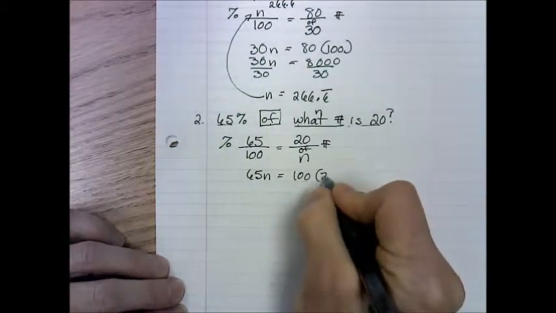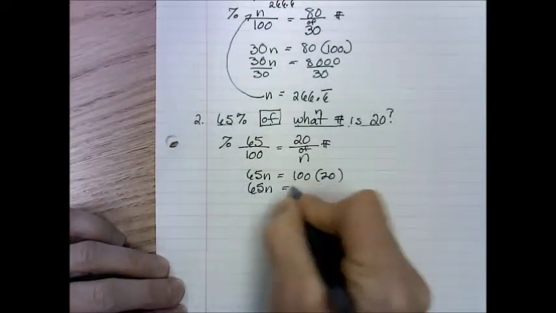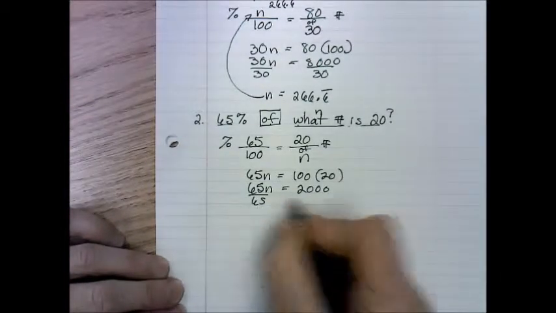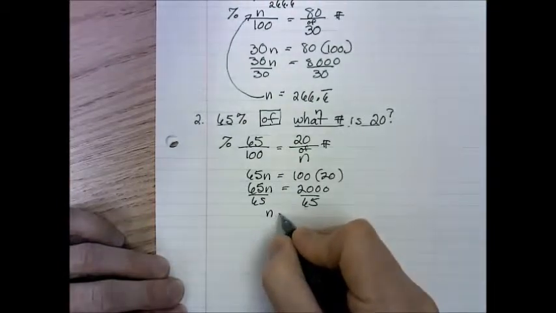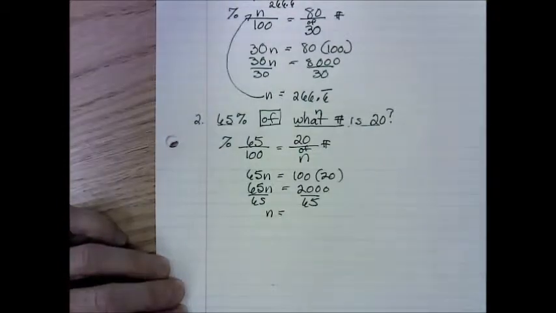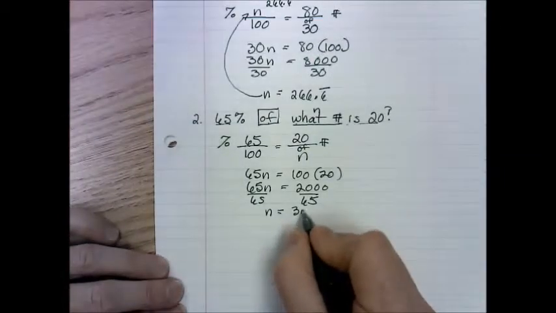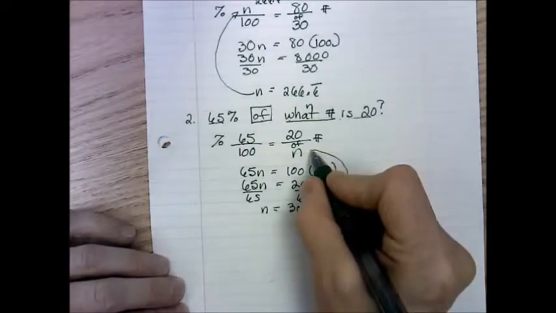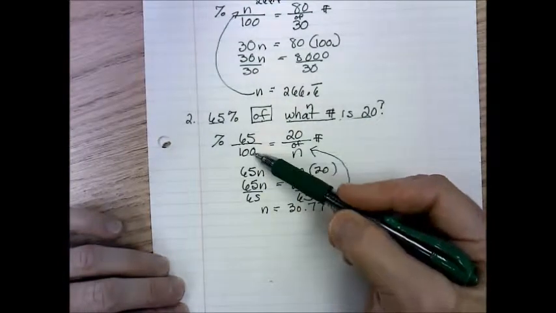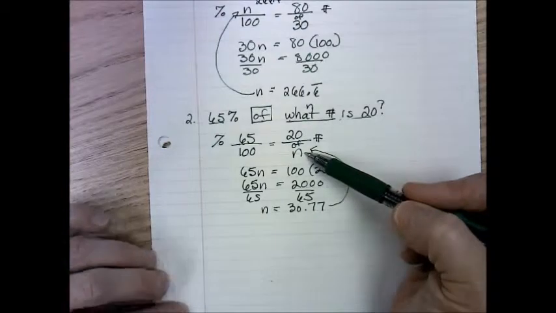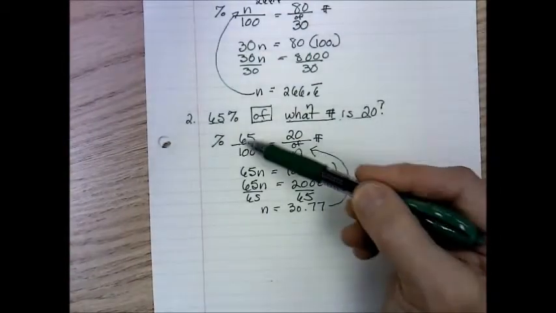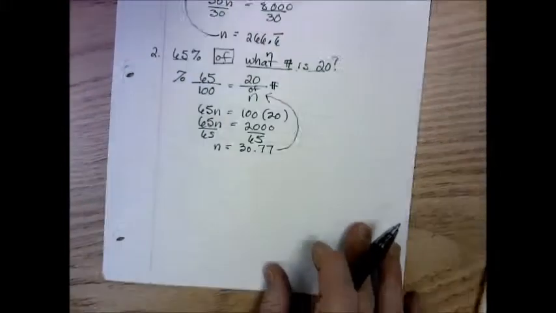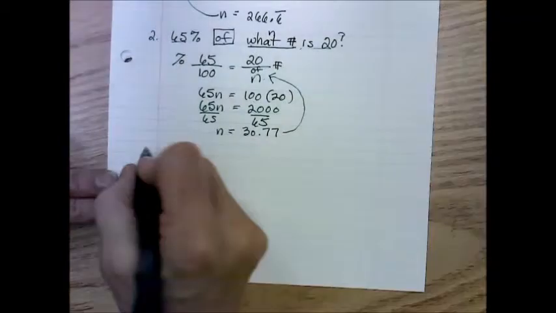So again, we write our cross products. 65n equals 100 times 20. 65n equals 2,000. And when we divide both sides by 65, n is going to equal 30.77. And if we plug this in here, does it make sense? 65 is to 100 as 20 is to 30. Pretty much that's a 2 to 3 ratio, so we know we're on the right track. All right, let's try another one. Number 3.